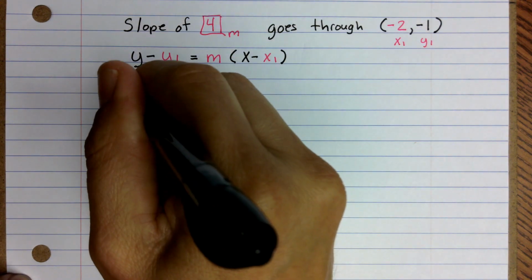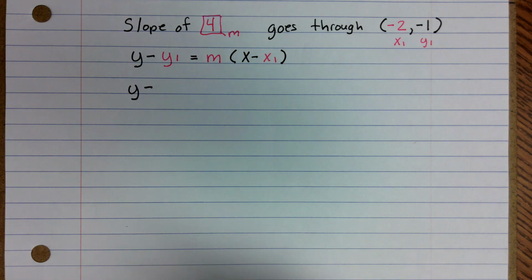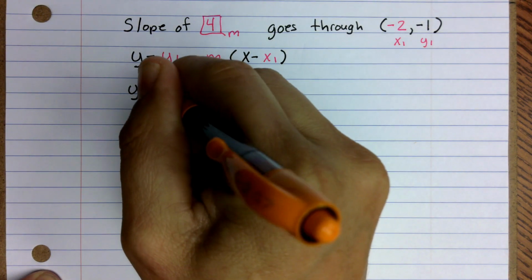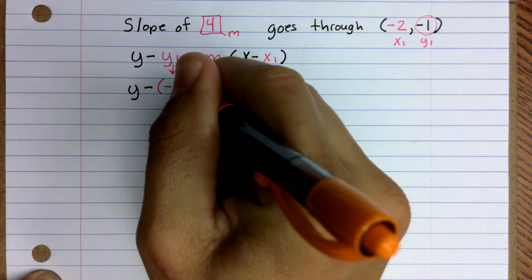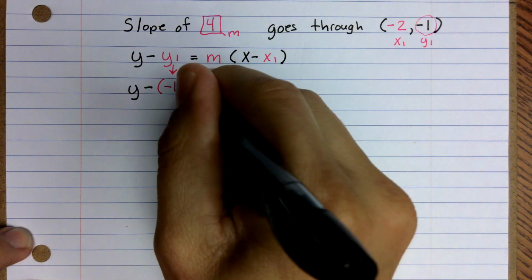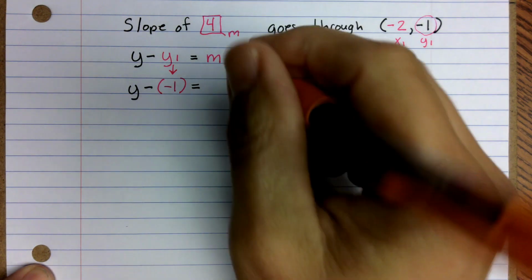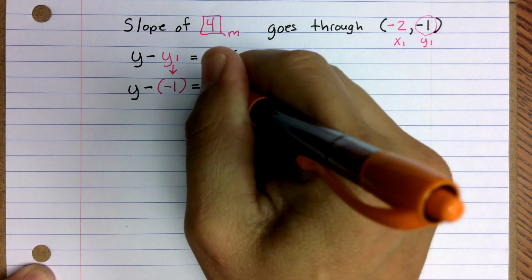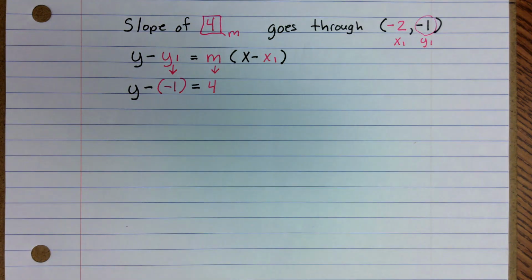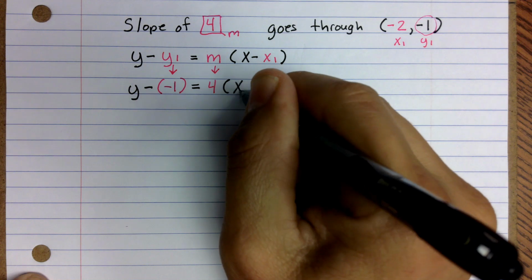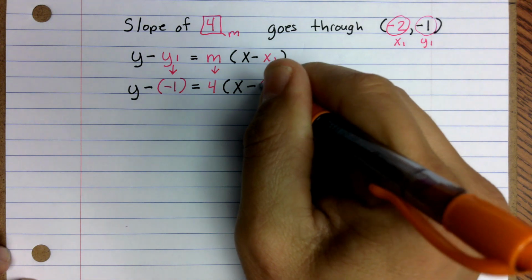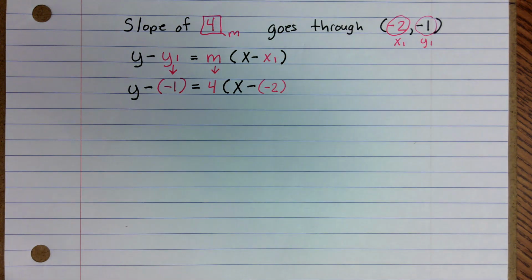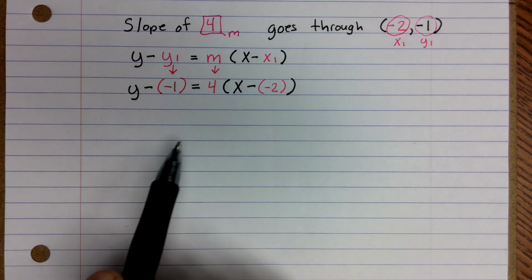For instance, if I rewrite this, this is going to be y minus my y1 value. So in parentheses, my y1 value is negative 1. So I'll put that in there, close parenthesis, equals my m value, which is positive 4. That one we're not going to put in parentheses because it's just the slope. And then I have parenthesis x minus my x1 value, which happens to be -2. And close parenthesis.